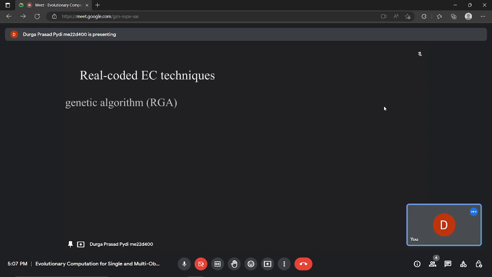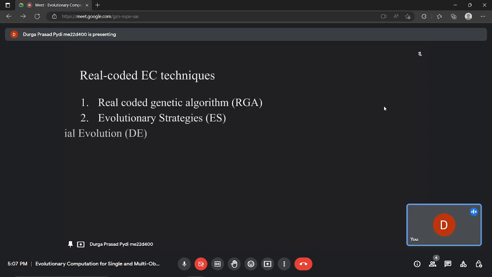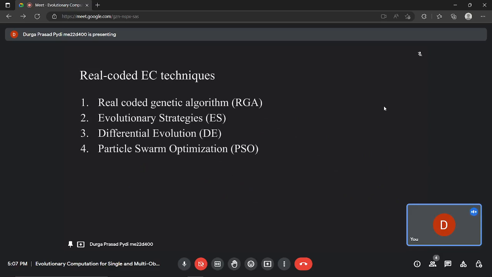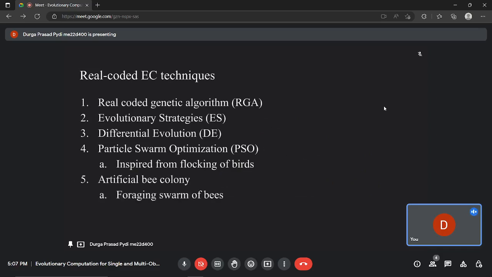Some of the other techniques we recollected last time include the real encoded genetic algorithm, which we have discussed briefly over the last week's session as well. And then we have evolutionary strategies, differential evolution, particle swarm optimization, and artificial bee colony. Today we will be discussing RGA. We will see an example of how to solve an optimization problem using RGA. And then we'll also discuss particle swarm optimization and differential evolution.